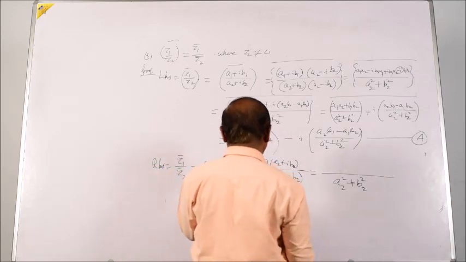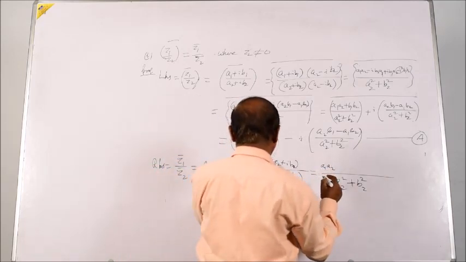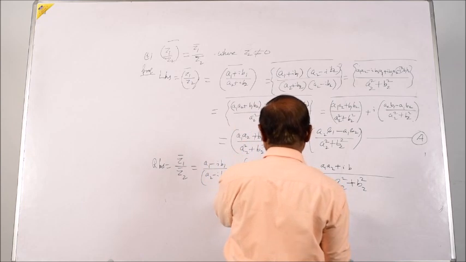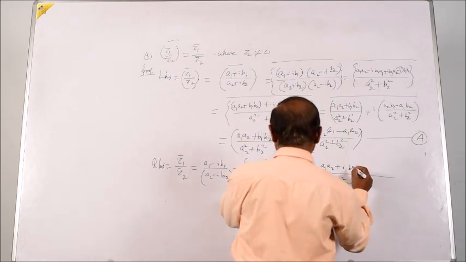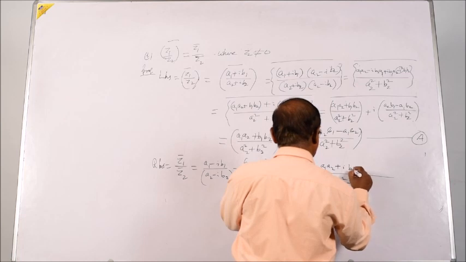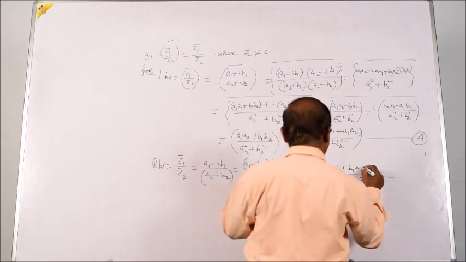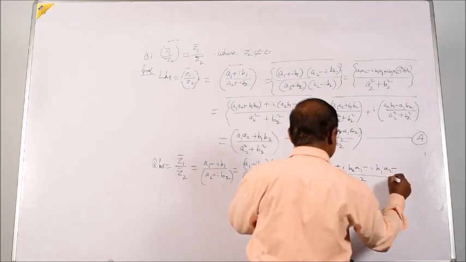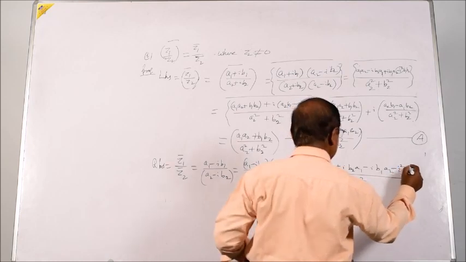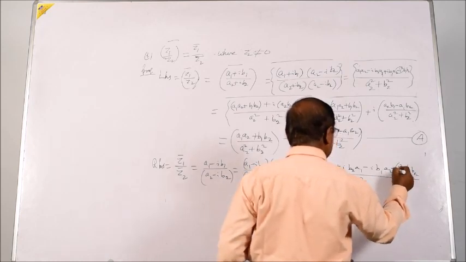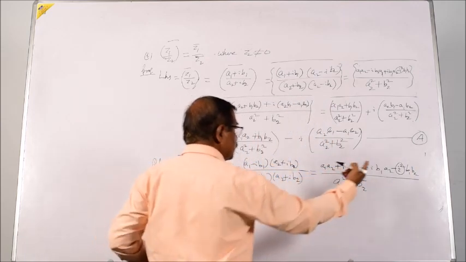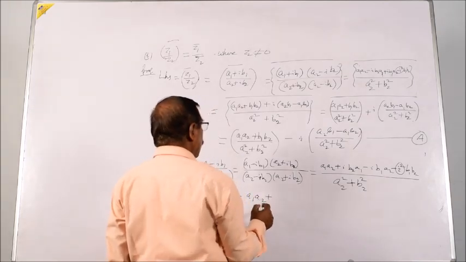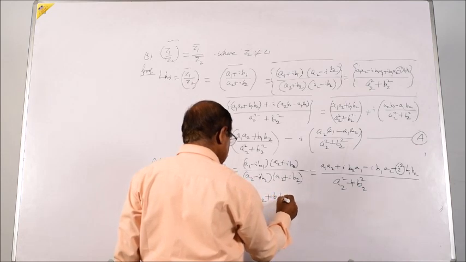Now, here you see what you are getting: this is A1 A2 plus i B2 A1 minus i B1 A2 minus i square B1 B2. I have told you, i square is minus 1, so this becomes plus 1. So, this will be A1 A2 plus B1 B2.